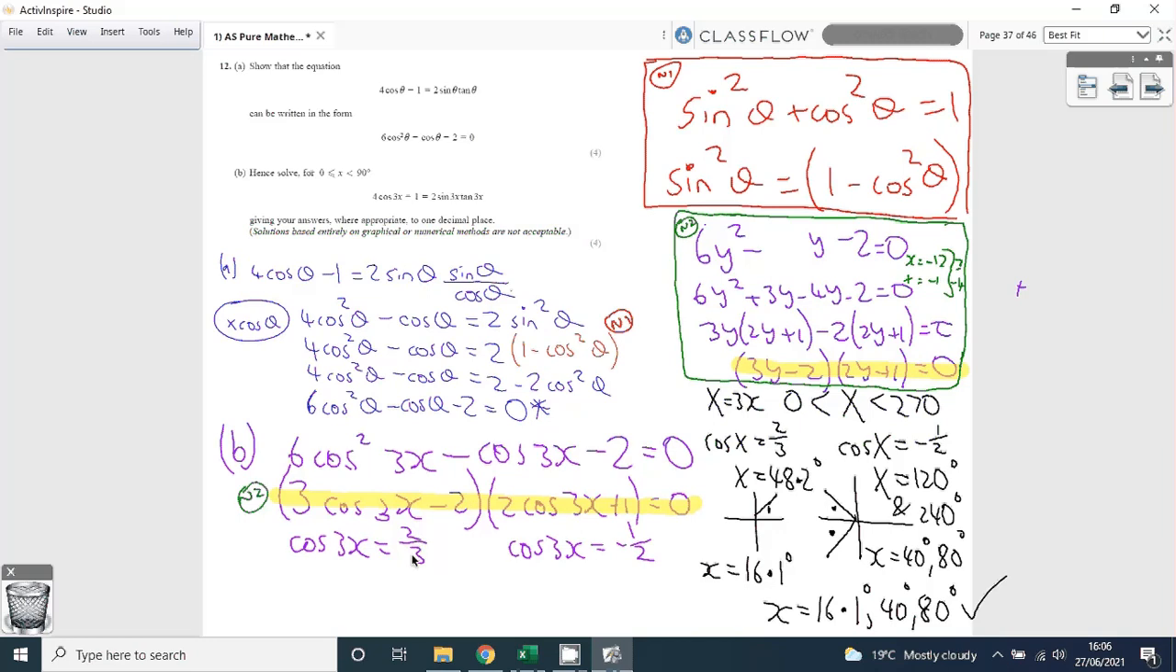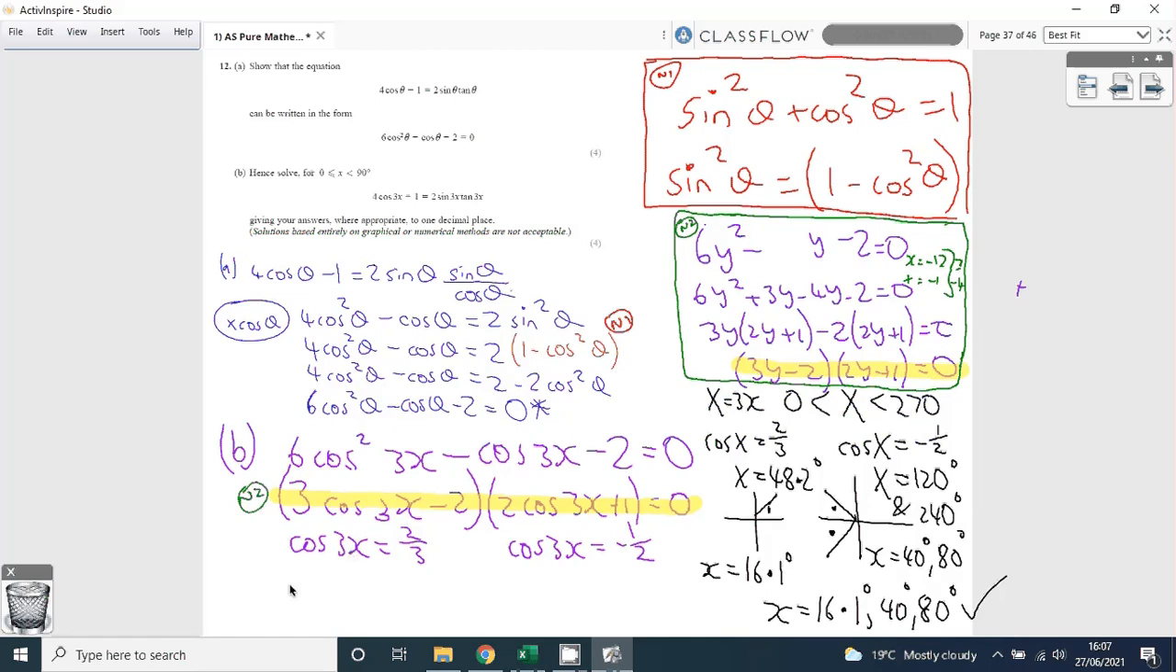That's when cos 3x is 2/3. And secondly, makes this second bracket 0. That's when cos 3x is minus 1/2. So I'm going to let my cos 3x equal capital X. I've changed my boundaries, so I needed all the solutions between 0 and 90. So timesing them by 3, my capital X solutions are between 0 and 270.